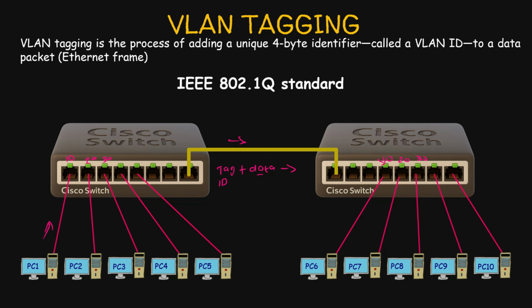When the next switch receives these frames, it simply reads the VLAN tag and places each frame into the correct VLAN. This helps the other switches understand where this data is coming from and which VLAN it should go to. So without VLAN tagging, the receiving switch would never know where the traffic belongs. So this is the concept of VLAN tagging.